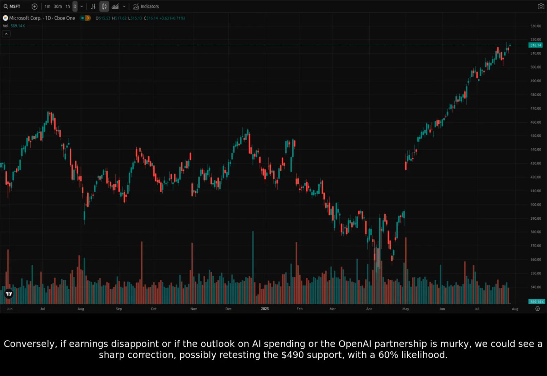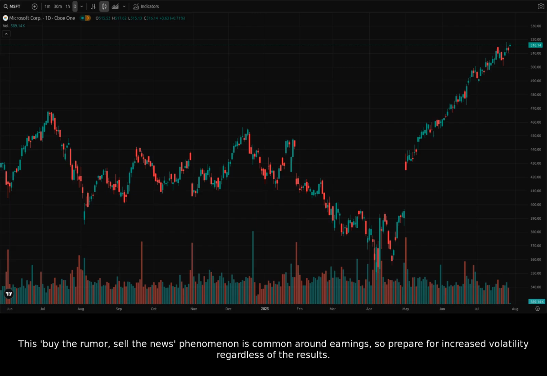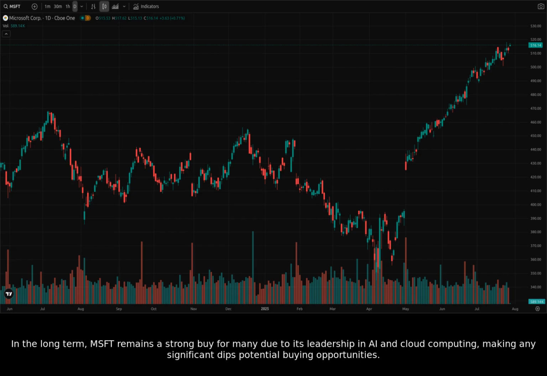Conversely, if earnings disappoint or if the outlook on AI spending or the OpenAI partnership is murky, we could see a sharp correction, possibly retesting the $490 support, with a 60% likelihood. This buy the rumor, sell the news phenomenon is common around earnings, so prepare for increased volatility regardless of the results. In the long term, Microsoft remains a strong buy for many due to its leadership in AI and cloud computing, making any significant dips potential buying opportunities.